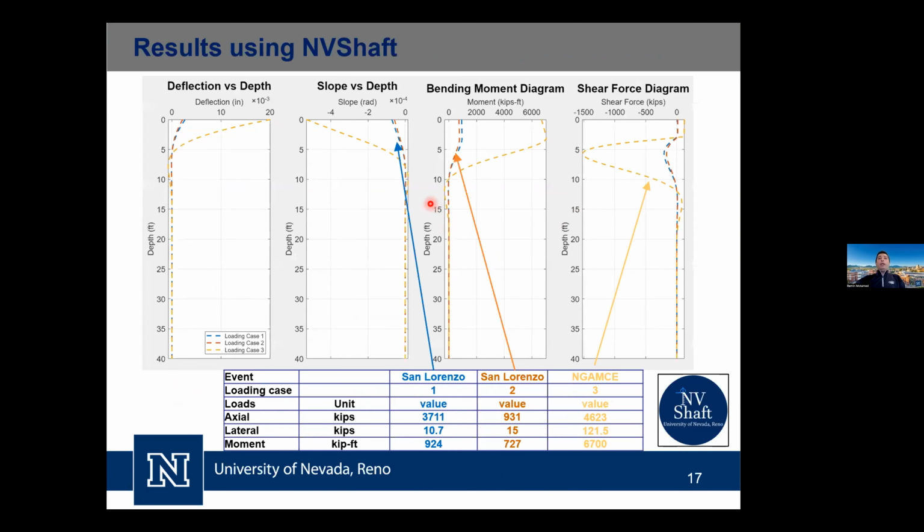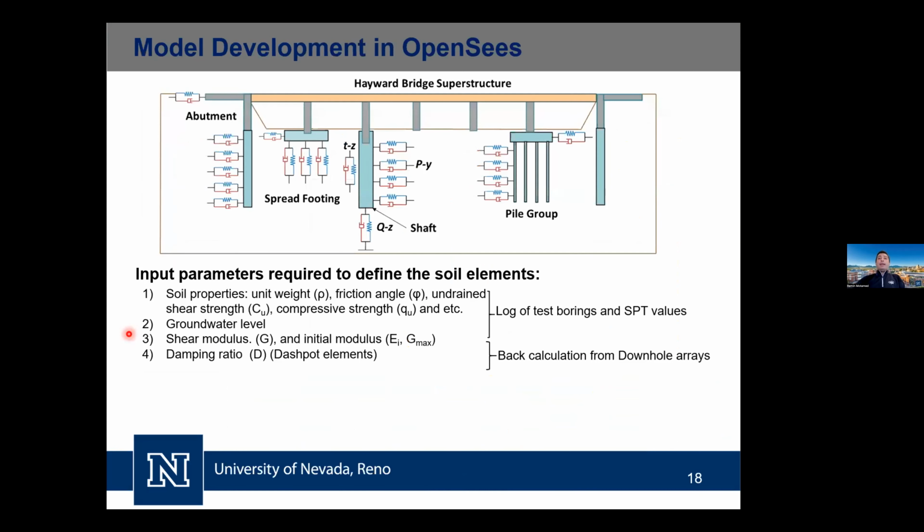And then we used 3 different loading cases to do the analysis. More specifically, we used 2 loading cases from 2 earthquakes. And then the third loading case was the design level earthquake, which had much larger demands. Then the P-Y analysis was completed. You see the screenshot of the results from NVShaft. This is a typical P-Y analysis, which in nature is a pseudo-static analysis.